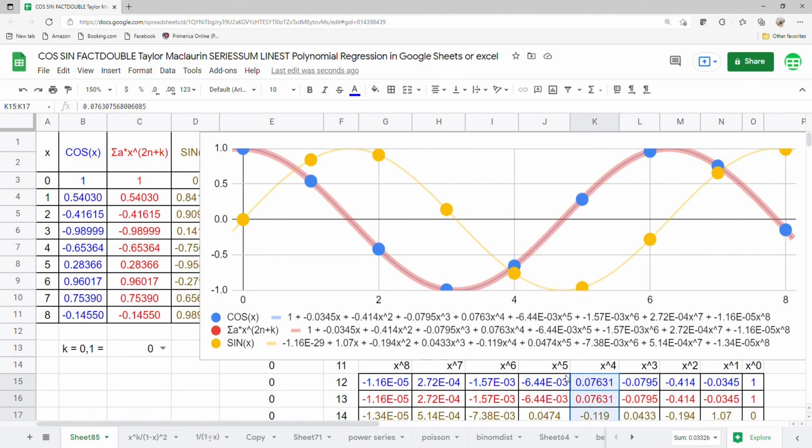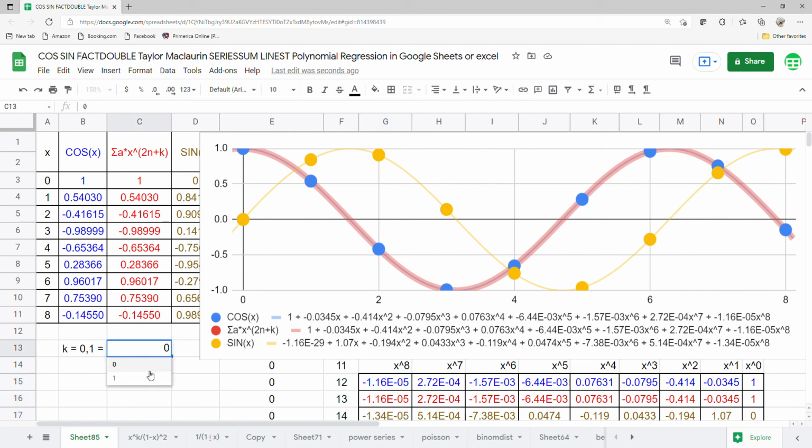Coefficient of x to the fourth, 0.0763, negative 0.119. Coefficient of x to the fifth, negative 6.44 times 10 to the minus 3, 0.0474. Coefficient of x to the sixth, 1.57 times 10 to the minus 3, and this is 7.38 times 10 to the minus 3. Coefficient of x to the 7, 2.72 times 10 to the minus 4, and 5.14 times 10 to the minus 4. Coefficient of x to the 8, 1.16 times 10 to the minus 5, 1.34 times 10 to the minus 5.